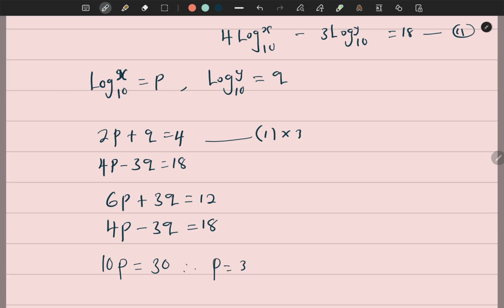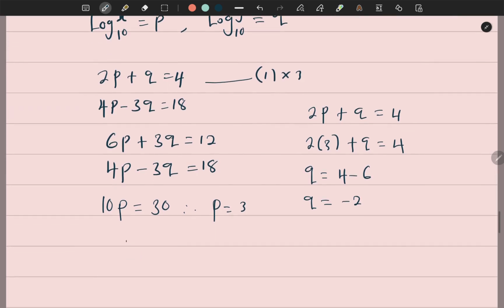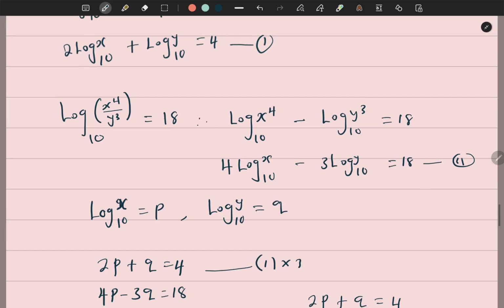We've gotten the value of p to be 3, so we can put that in equation 1 to get q. 2p plus q equals 4, then 2 times 3 plus q equals 4. So we obtain q to be what? 4 minus 6, then q equals minus 2. Which implies that log x base 10 equals 3 and log y base 10 equals minus 2. And this is the solution to the given question.